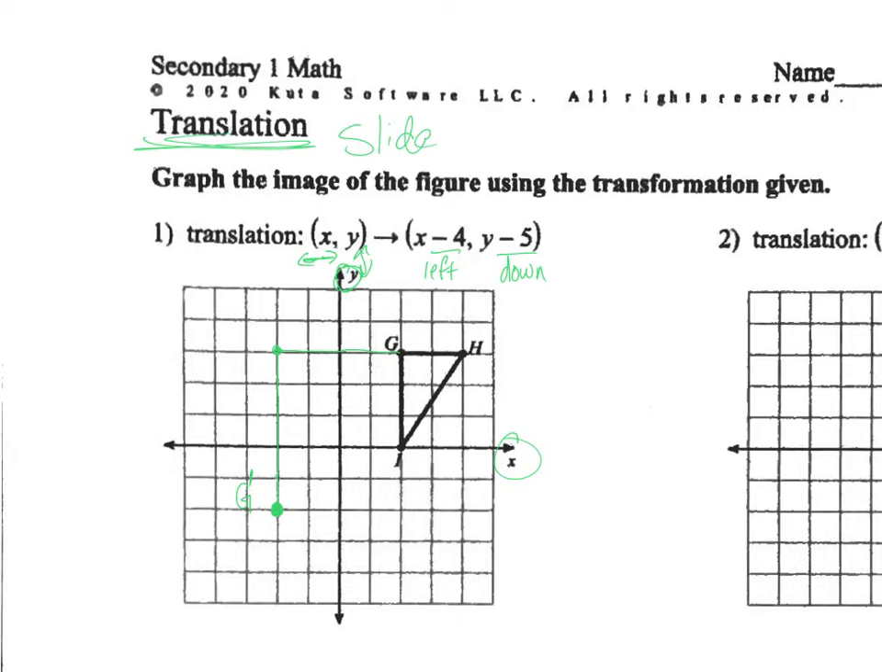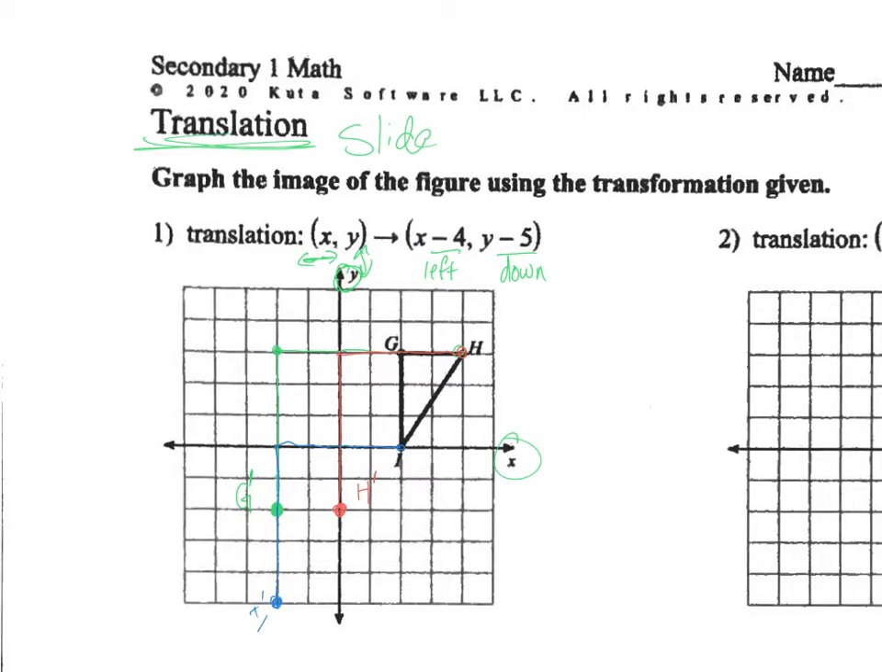So we're going to do the same thing for H. I'll use a different color. We're going to move it 4 spaces to the left, so 1, 2, 3, 4, and then again, going down 5 spaces: 1, 2, 3, 4, and 5. Since this is a new location, it's going to be H prime. We'll do the same for I. So left 4 spaces, 1, 2, 3, 4, and then we go down 5: 1, 2, 3, 4, 5. And so we have I prime.